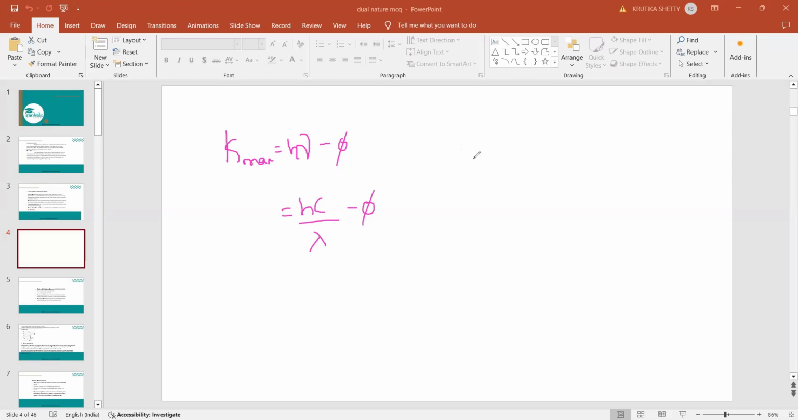I already told you, energy is given in electron volt, we need to convert in joules. So the conversion factor is 1.6 into 10 raised to minus 19. So when they say 4 electron volt, you have to convert it into joules. That is 4 into 1.6 into 10 raised to minus 19. Clear? So this is regarding the dual nature of radiation and matter topic.